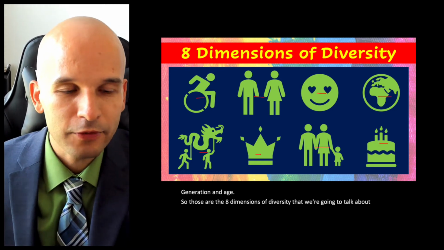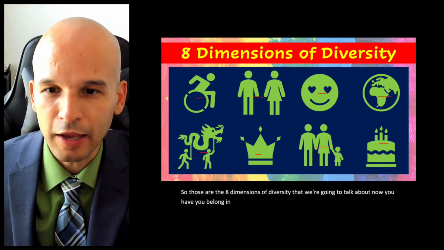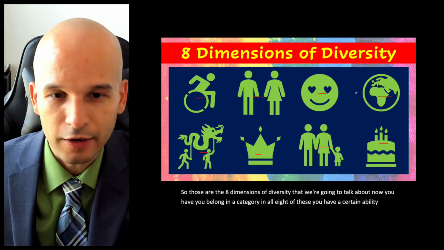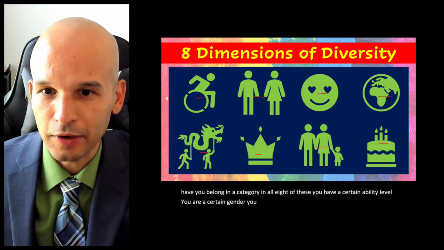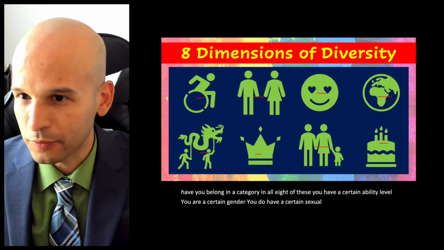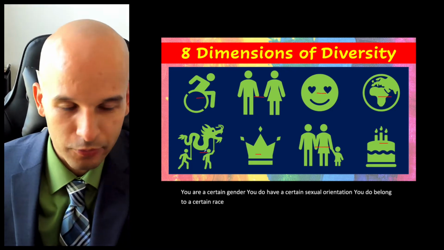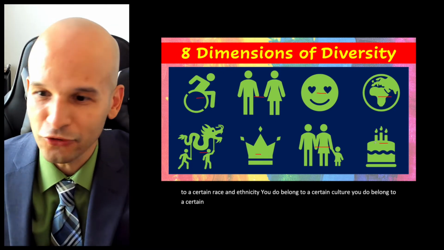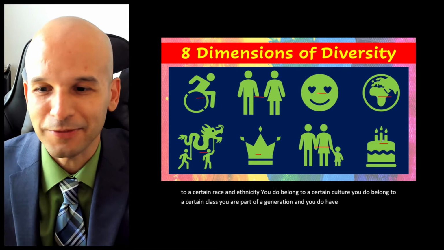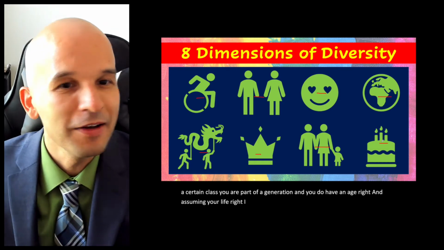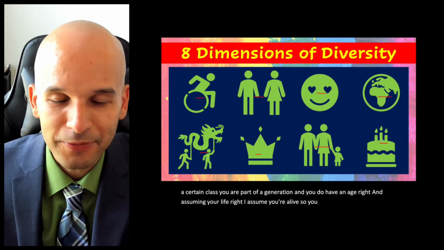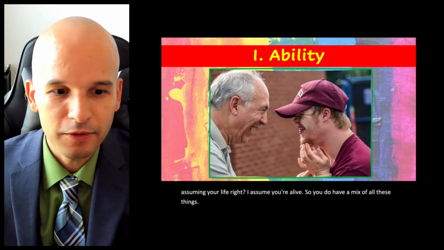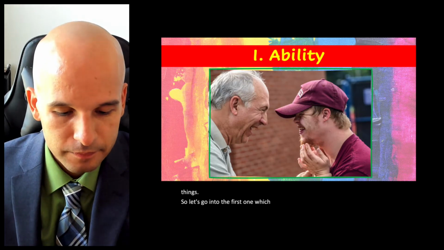Now, you belong in a category in all 8 of these. You have a certain ability level. You are a certain gender. You do have a certain sexual orientation. You do belong to a certain race and ethnicity, a certain culture, and a certain class. You are part of a generation, and you do have an age, right? Assuming you're alive. I assume you're alive. Okay, so you do have a mix of all of these things. So let's go into the first one, which is ability.